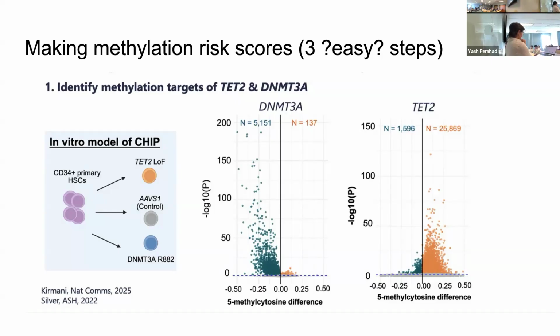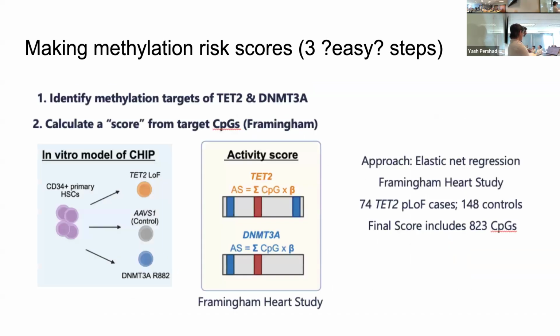The way that we've done it, I mentioned we studied CHIP, or clonal hematopoiesis. It is caused by loss of function mutations in enzymes that de novo methylate or de novo hydroxymethylate, which often leads to demethylation. So what we did was we took an in vitro system. We studied what sites are changed when you knock out this gene. Then we calculated a score.